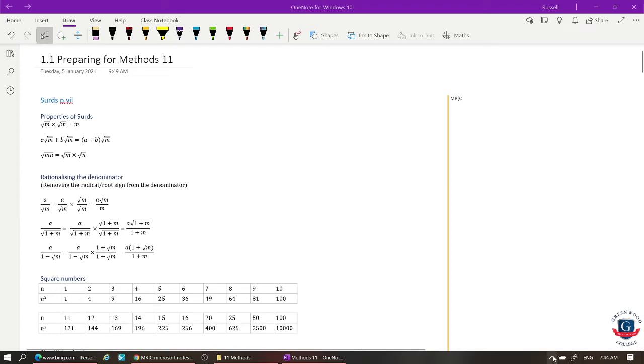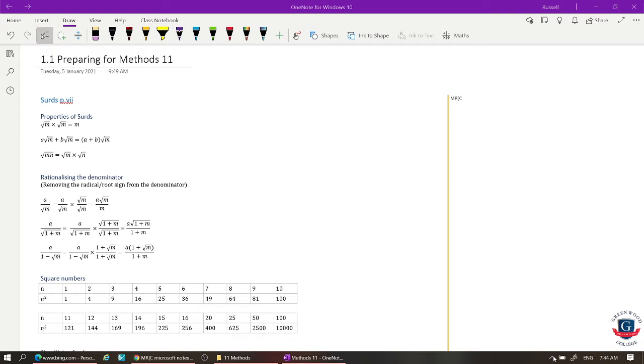Hi everybody, this is the start of a Preparing for Methods course, which I'll put up on Connect for you, and there should be 5 or 6 sessions. We're going to start with Surds because that's a nice place to begin, and it's where Saddler starts.